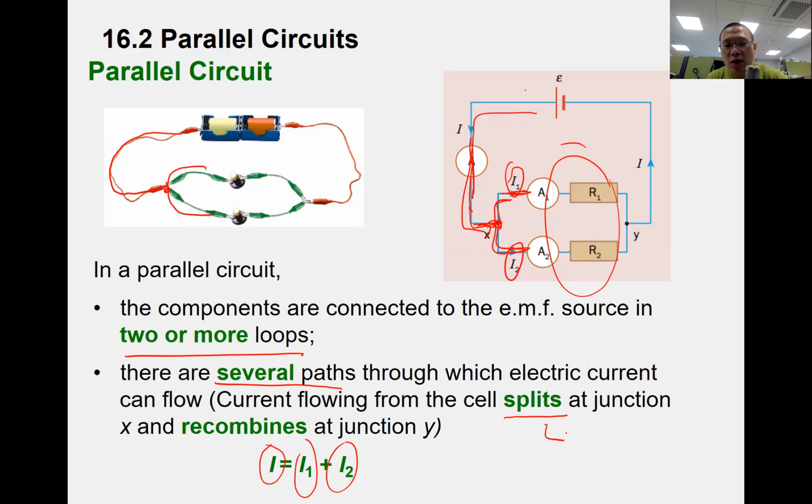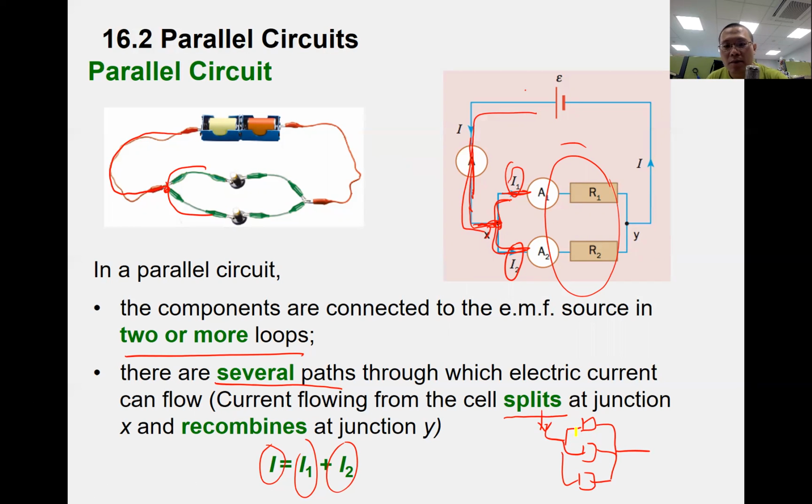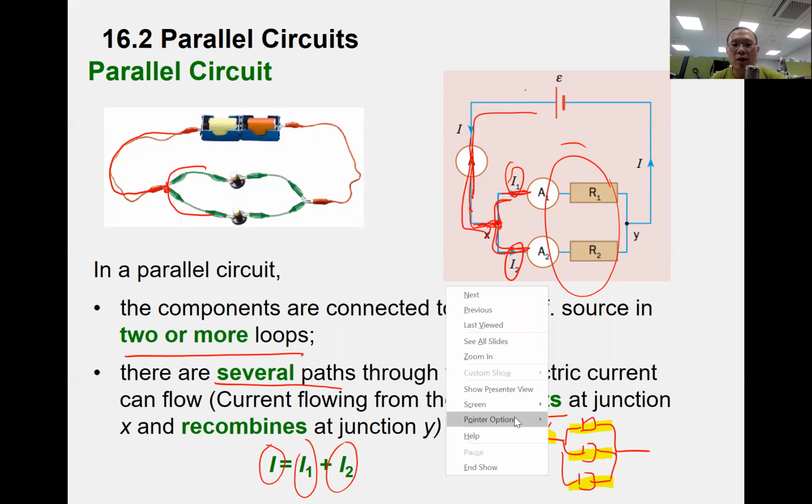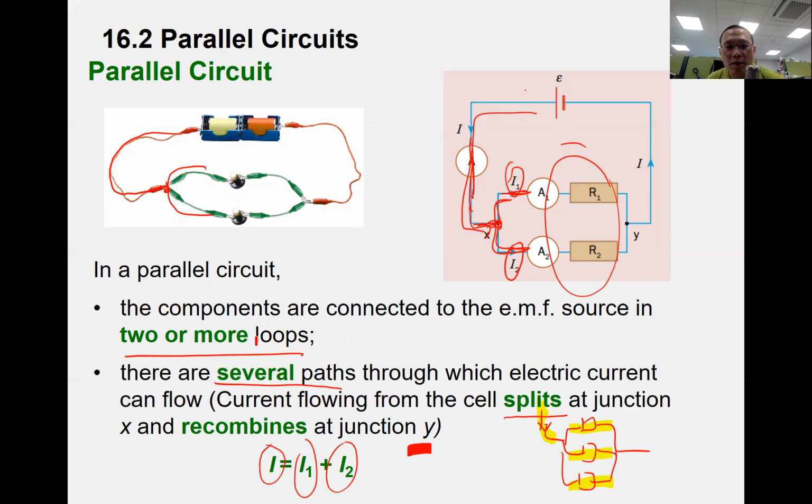So if I have three branches like this case, in terms of the mathematics, the current flowing through these three branches, if I add them up, the answer will definitely be the current flowing in this main branch. Sometimes you'll find that we actually rewrite it like this.